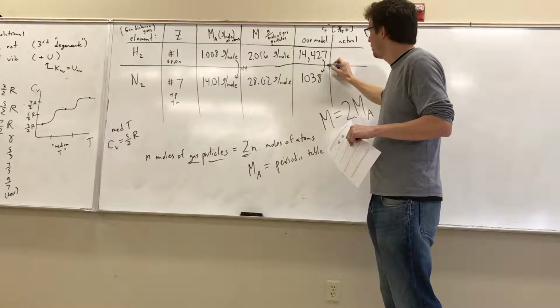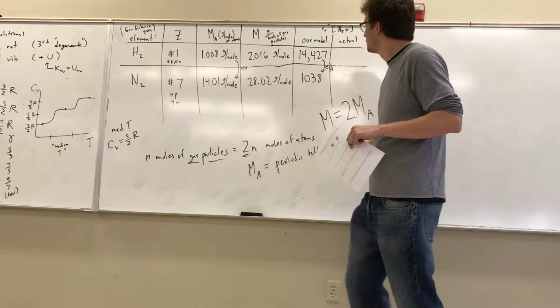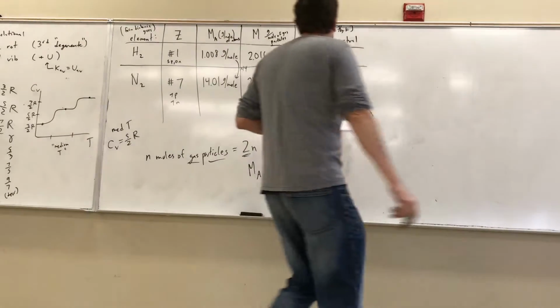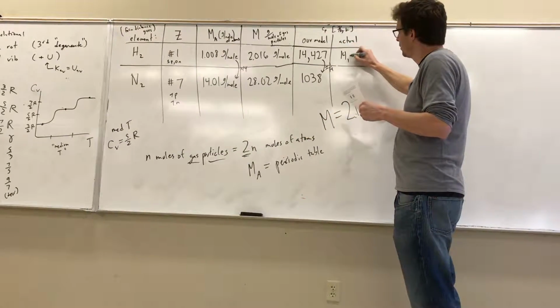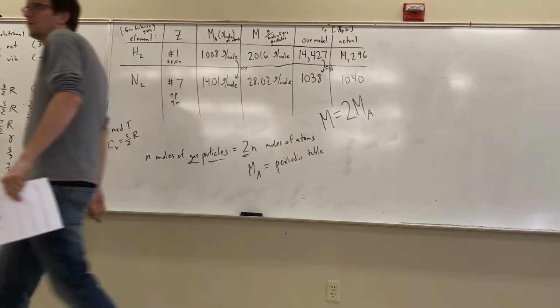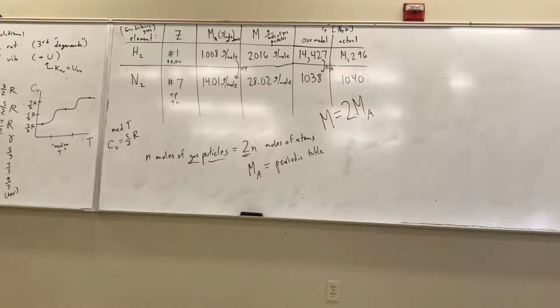And again, what do you notice? It's about 1/14. They're the same on the molar side, and the reason why nitrogen gas has 1/14 the specific heat is just because of the difference in molar masses. So let me give you the actual values. It's 14,296 and 1040. Not bad. So this simple model is really close to the correct answers. Are there any questions on that?